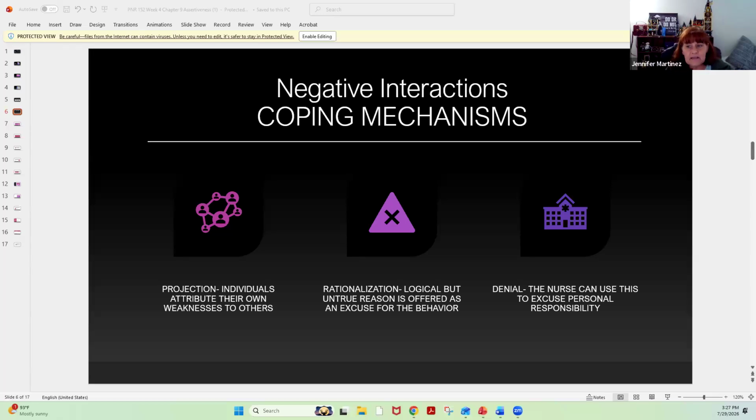But some of the negative things that people tend to do are coping mechanisms, and some are more effective than others. Some are positive and some are not so positive. Projection is a coping mechanism where people attribute their own weaknesses to others. Okay, so it's a waste of energy. You're trying to make yourself out better than you could be, I guess.